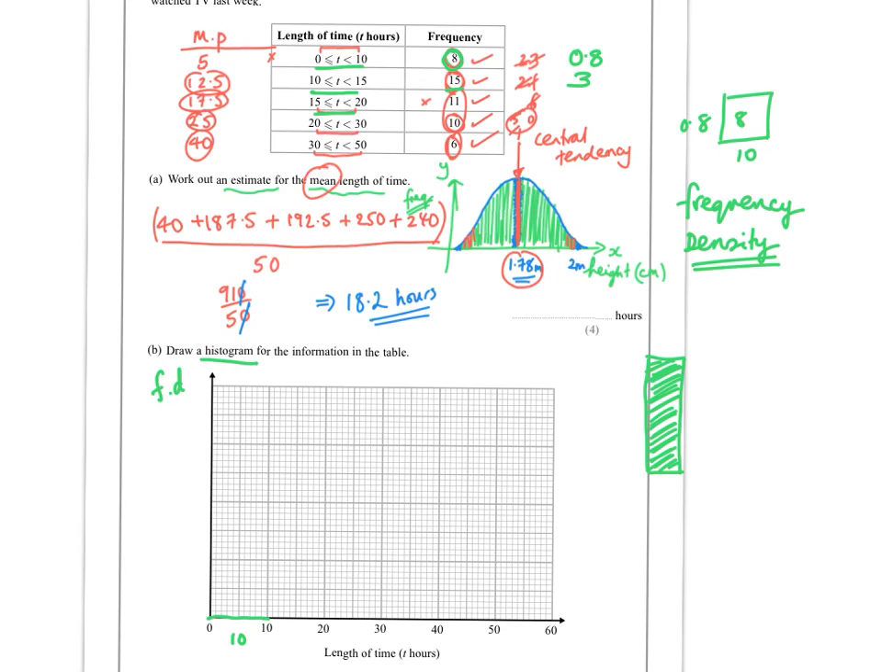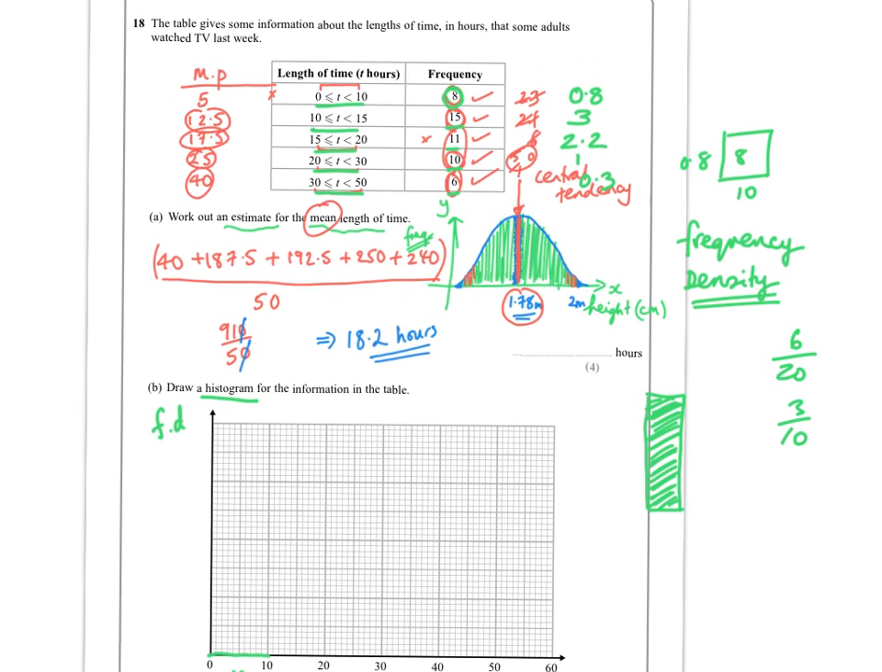This one, 5 times something is 11. Well, do 11 divided by 5 and you get 2.2. And then 10 times something is 10, that's 1. And then 20 times something is 6. Well, that something will be 6 divided by 20, which is 3 divided by 10, which is 0.3. So you can just write those down. You can call the column FD.